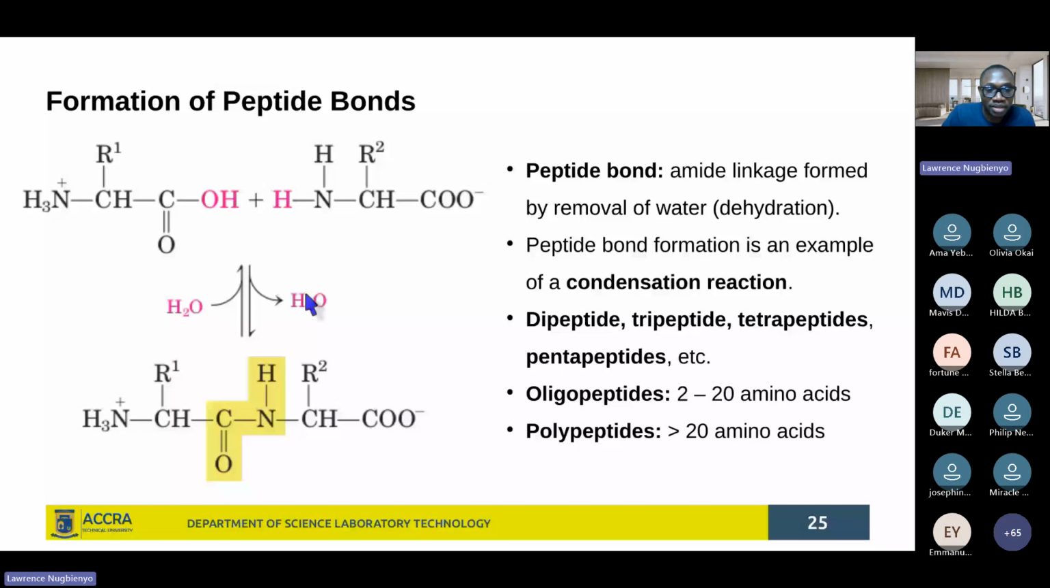And when water is given out, you then have a bond which is forming between the carbon of the carboxylic acid group and the nitrogen of the amine group. So that bond is what you see below here. And you see the whole of the amide group is shaded yellow. So you see the amine group, the peptide bond forming there between the carbon and the nitrogen.